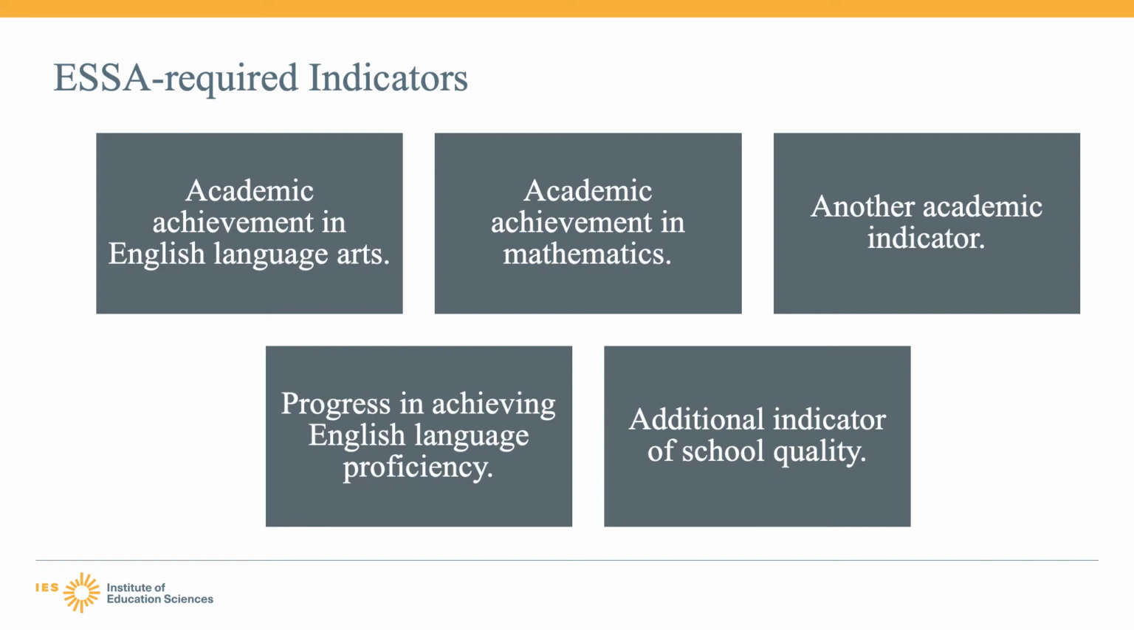So that was the who, and this is the what. So ESSA requires that what gets reported is academic achievement in English language arts, academic achievement in mathematics, another academic indicator, progress in achieving English language proficiency, and an additional indicator of school quality. These have been in place for a while, and so they may be familiar to you, but knowing that different participants today may have different experience with these, we thought best to review the ESSA required indicators. Next slide.